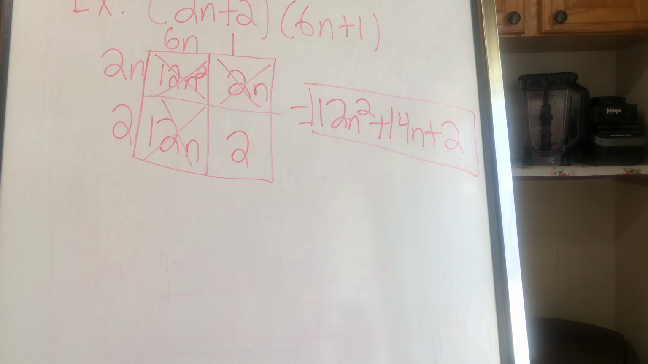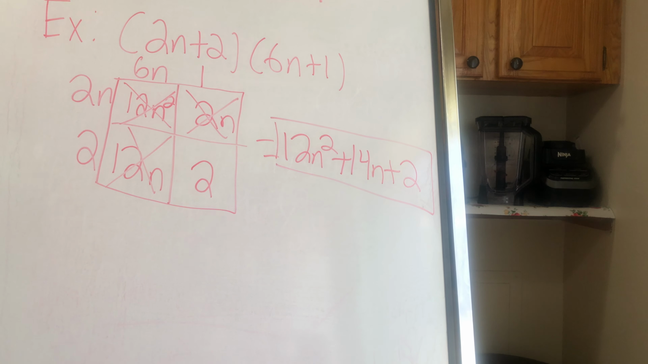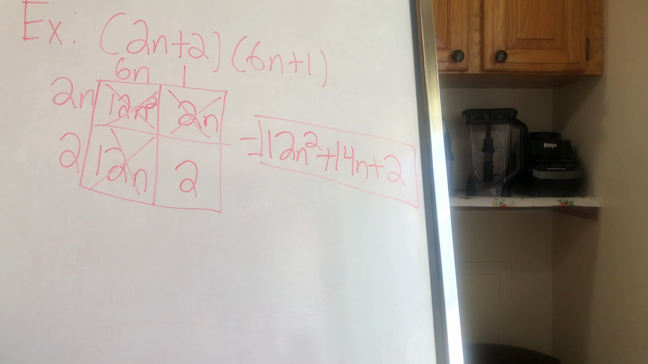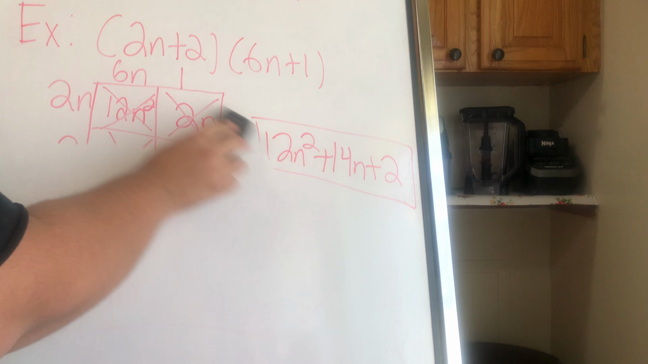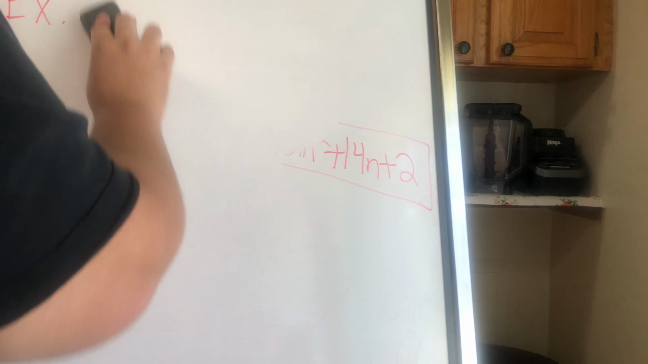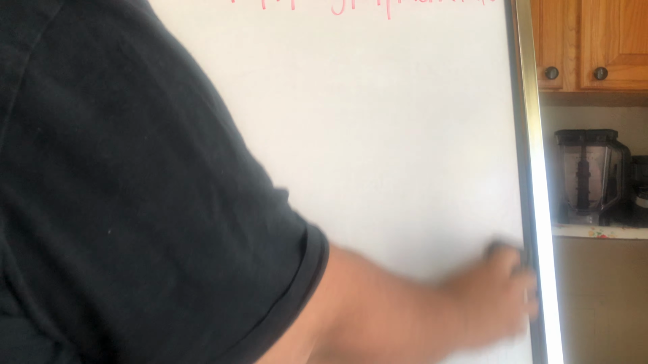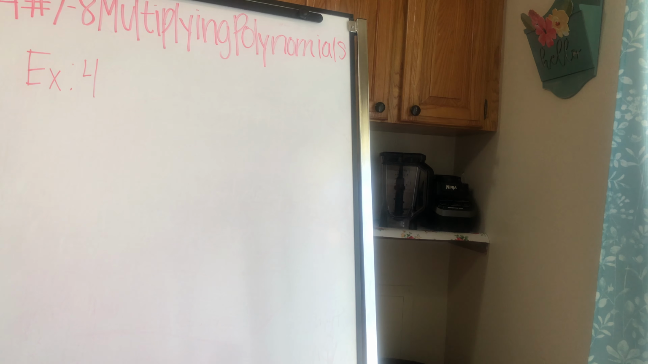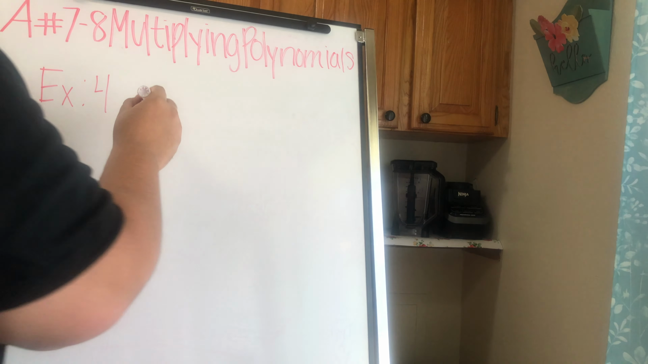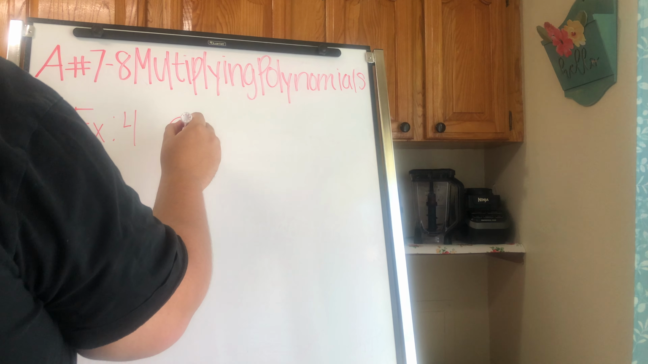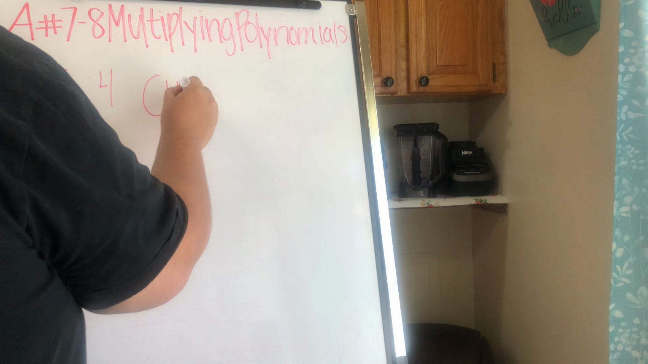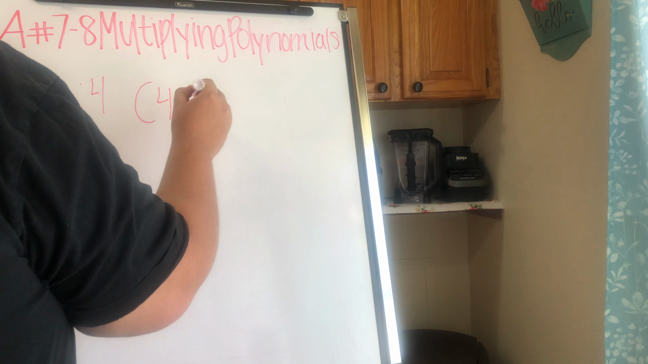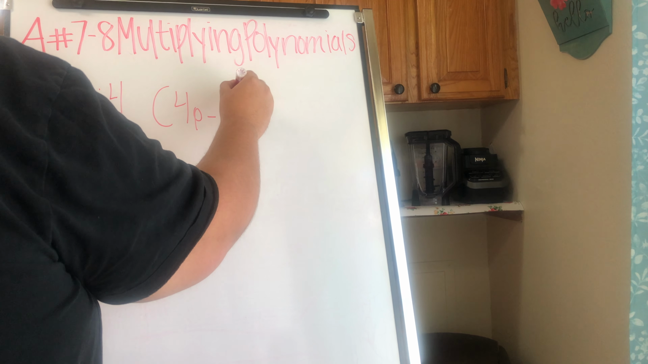Now, let's go ahead and do another example. Example problem number 4. On example problem number 4, I'm going to start off with 4p minus 1 and it is squared.